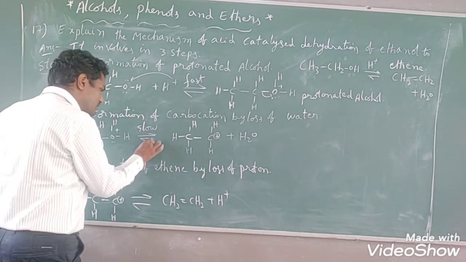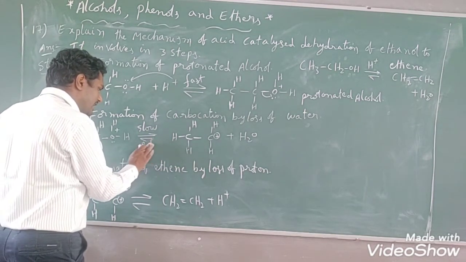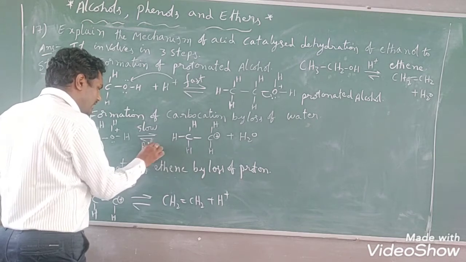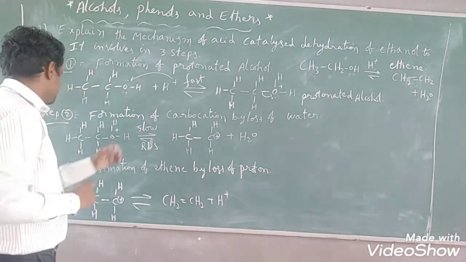So that's why you can also write this as RDS, rate determining step, this second step.